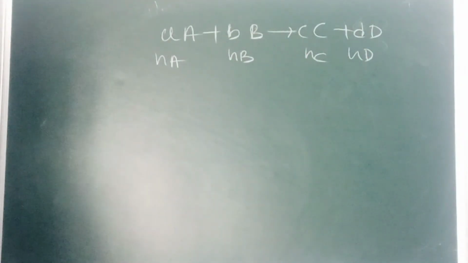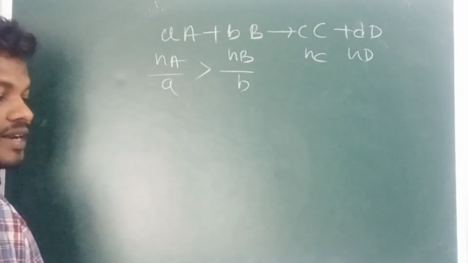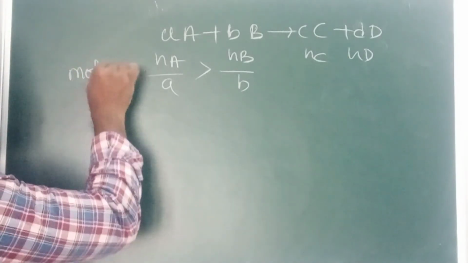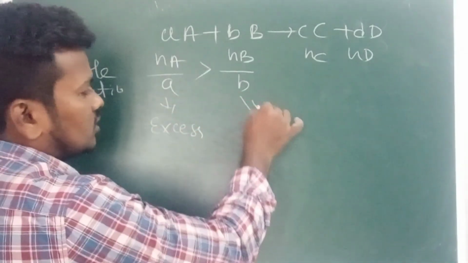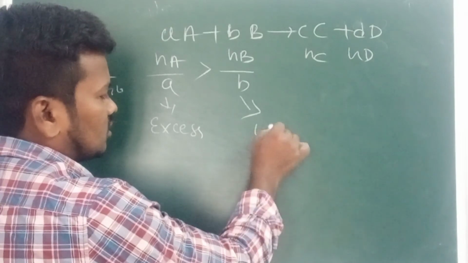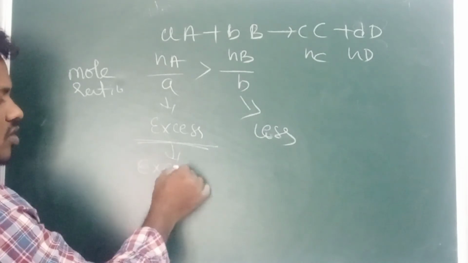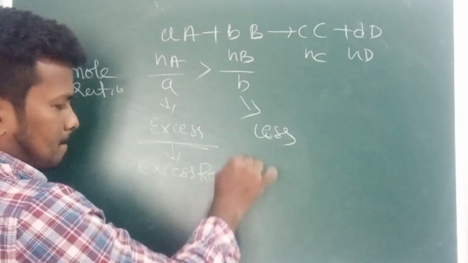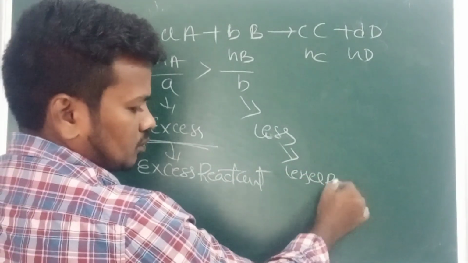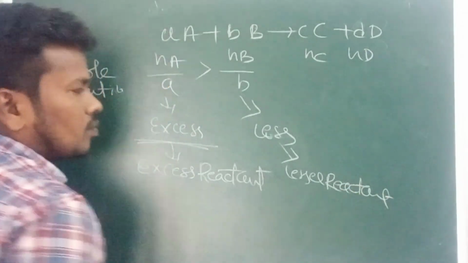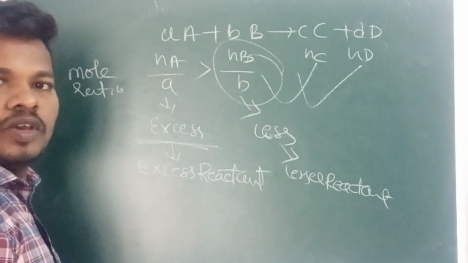If you take the mole ratio of A and B, here Na is greater. Na being greater means it is in excess here. Here it is limiting, lesser. So the one having the greater mole ratio is called the excess reagent or excess reactant. The lesser one, the limiting reactant, will control the production of C and D. The excess one will not control.